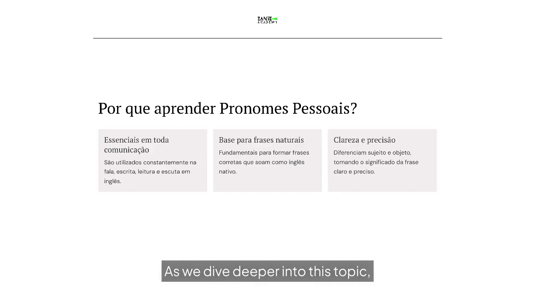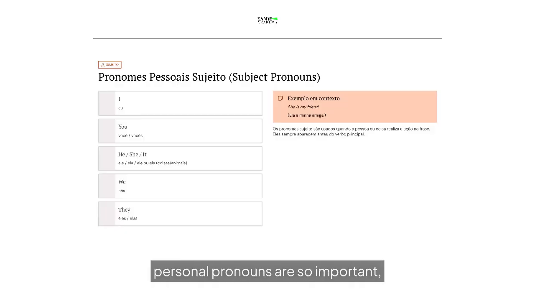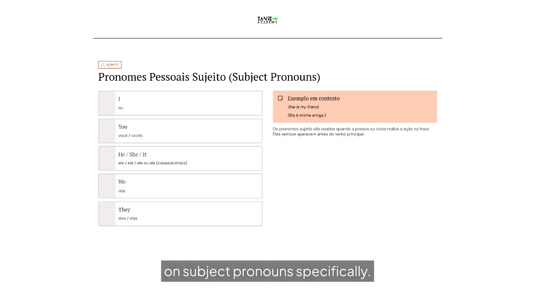As we dive deeper into this topic, you will see how mastering personal pronouns will improve your ability to communicate effectively. In the next slide, we will break down the subject pronouns specifically, which are the building blocks of many sentences in English. So get ready to see how these pronouns work and how you can use them to express yourself more confidently.